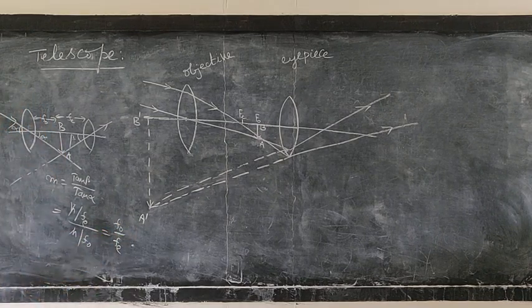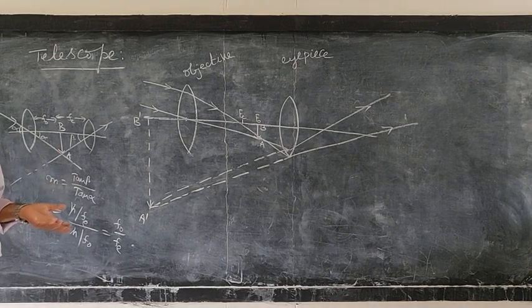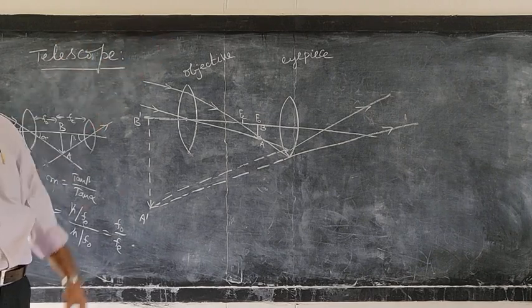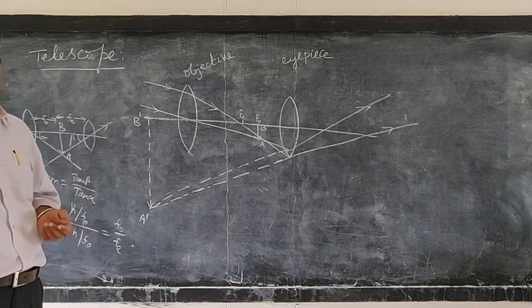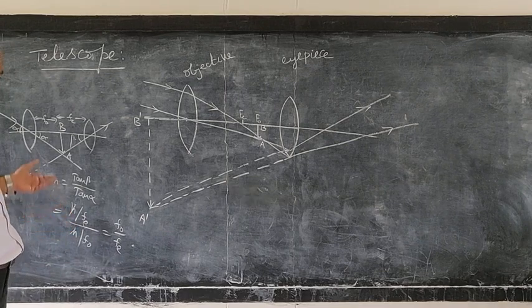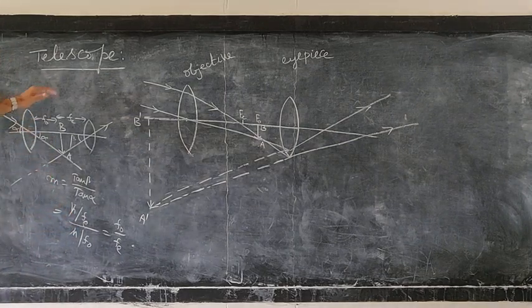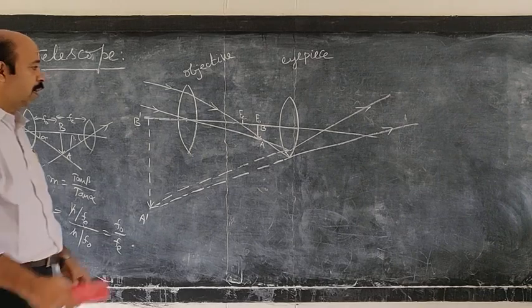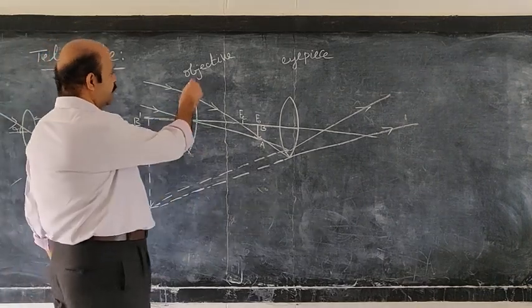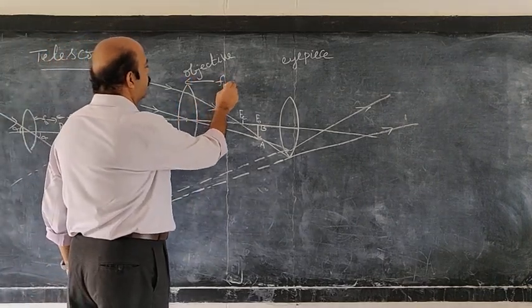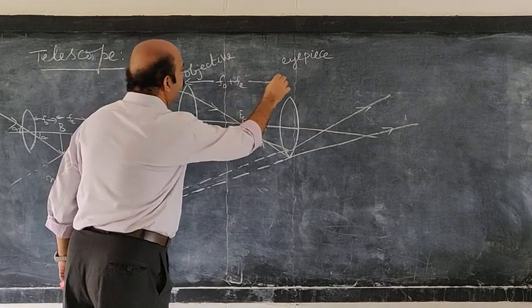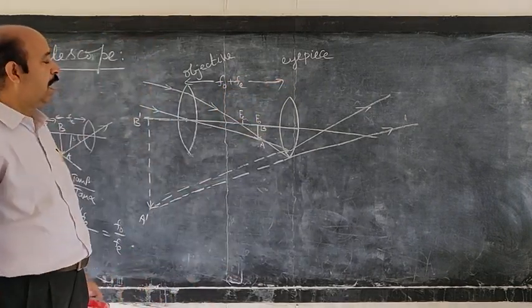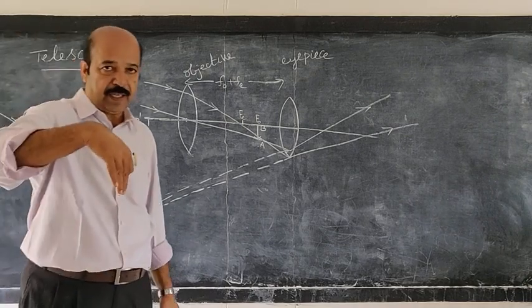Generally, a telescope is adjusted for normal vision when the image is formed at infinity. That adjustment we call normal adjustment. In normal adjustment, the magnification due to the telescope is given by the focal length of the objective by the focal length of the eyepiece. The distance between the lenses is equal to FO plus FE under normal adjustment. And the final image is inverted.